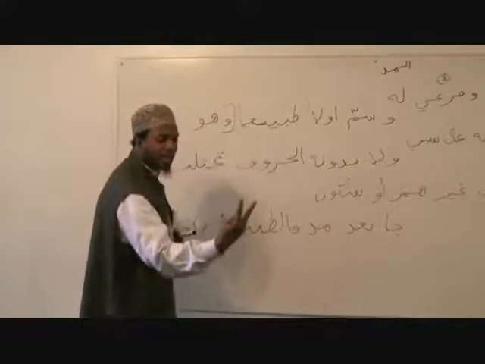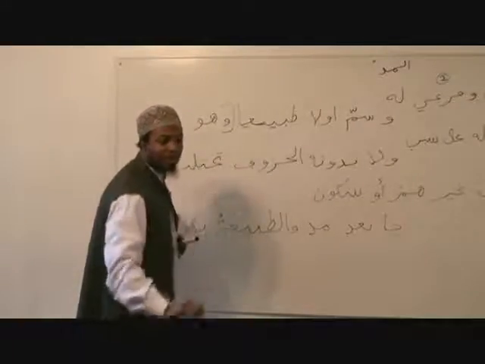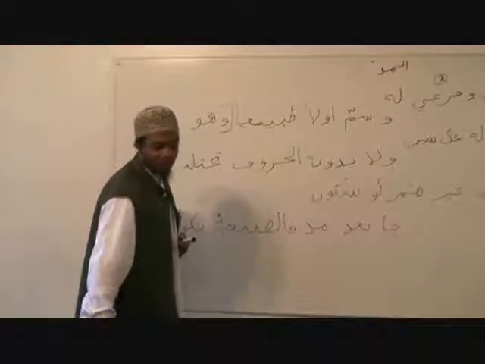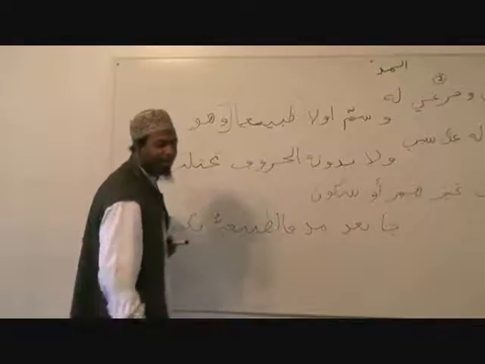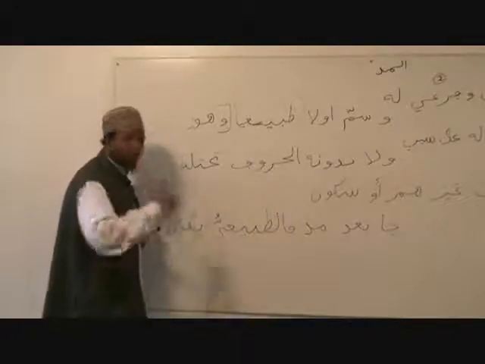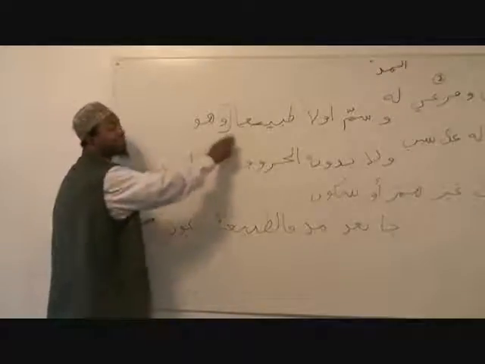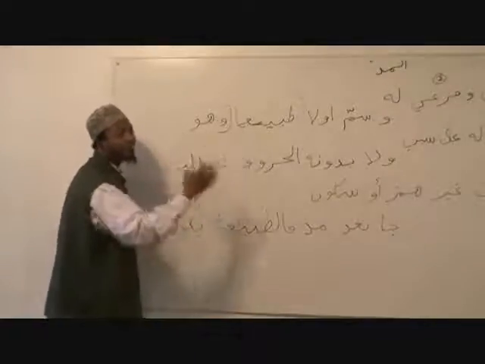That there's 2 types of mud. The first type of mud is called tabi'iyan or aslan. Either one of those terms. The next thing that we learn in these 3 lines is this: that tabi'iyan or aslan, the definition of that.